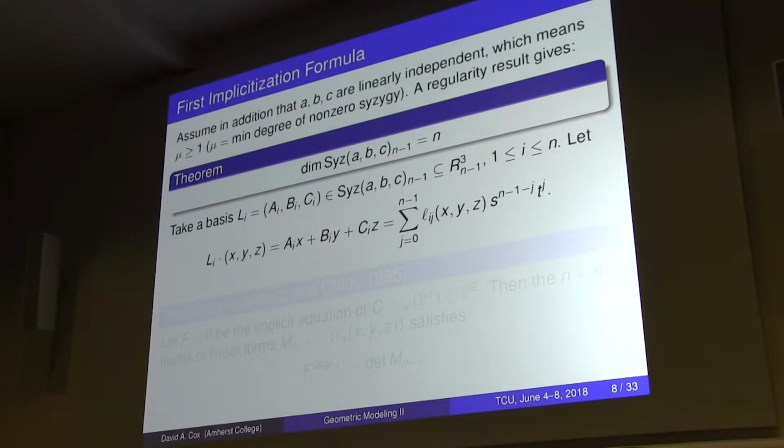And then in this case, there's a regularity result, and we'll eventually give a very easy reason, that it turns out if you look at the syzygy module in degree n minus 1, there's exactly n things in it. So let's take a basis.